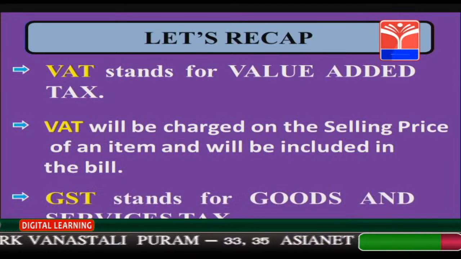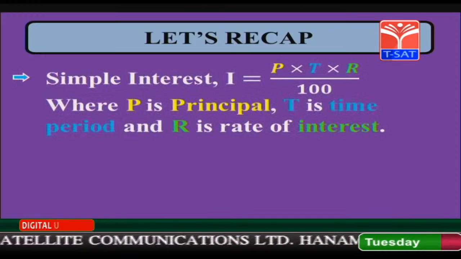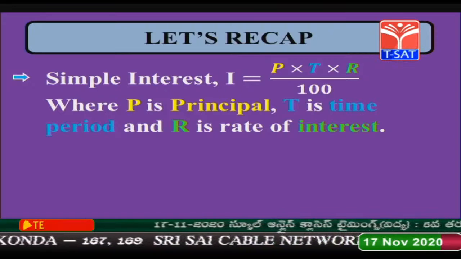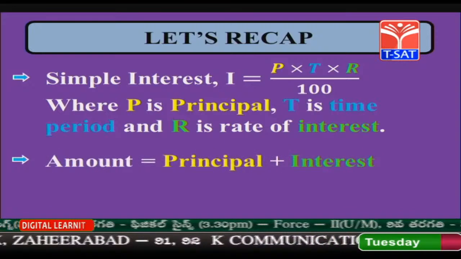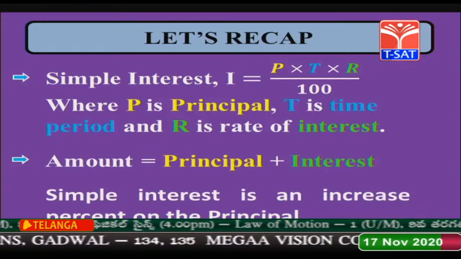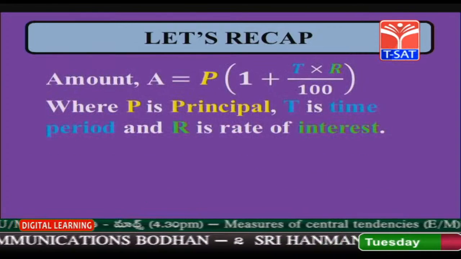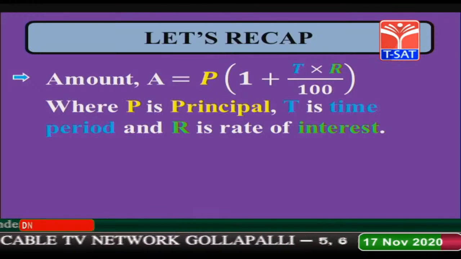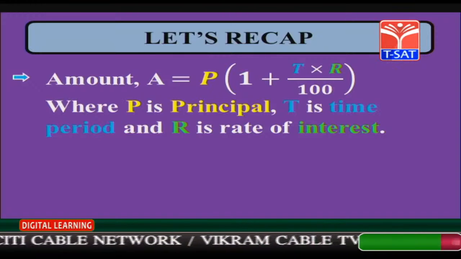GST stands for goods and services tax. Simple interest is given by I is equal to P into T into R by 100, where P is the principal, T is time period and R is the rate of interest. And the amount is given by principal plus interest. Simple interest is an increased percentage on the principal. Amount A is given by P into (1 plus T into R by 100), where P is principal, T is time period and R is rate of interest, and this is only in the case of simple interest.